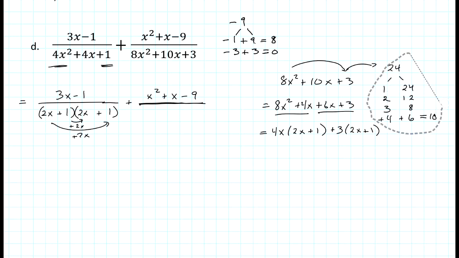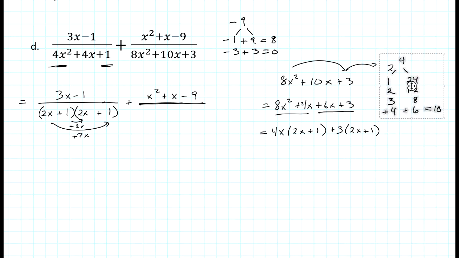So move this out of the way a little bit. And then we can pull out a 2x plus 1 here, and we'll be left with 4x plus 3. So that's the AC method. That's the other way that we could get through factoring one of these guys. So I'll write that 2x plus 1 times 4x plus 3 in that denominator.